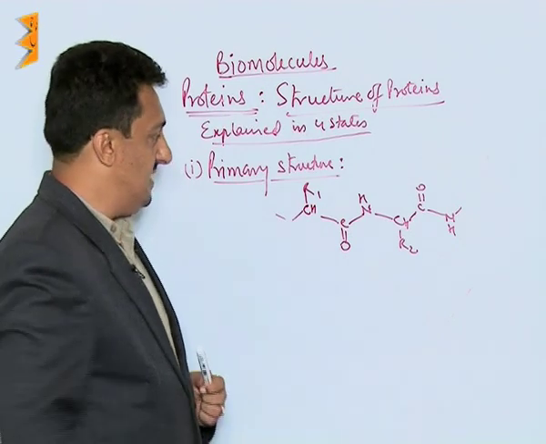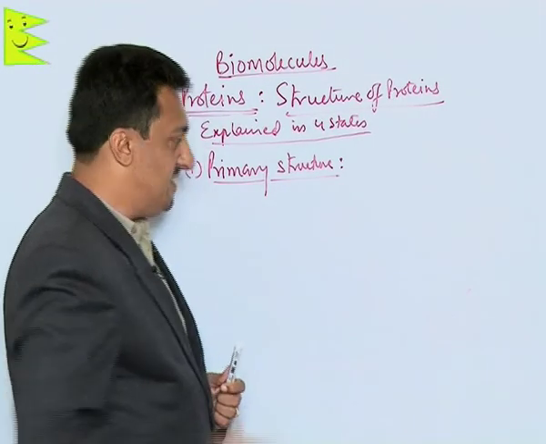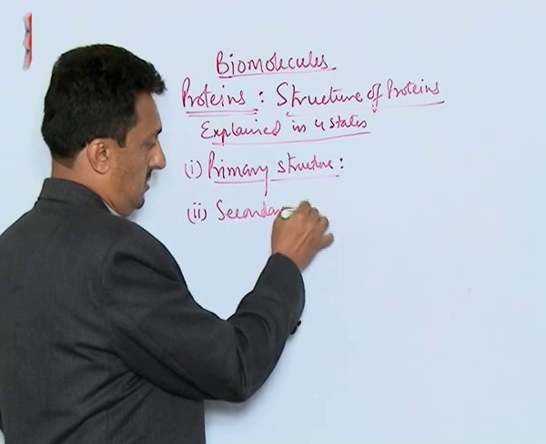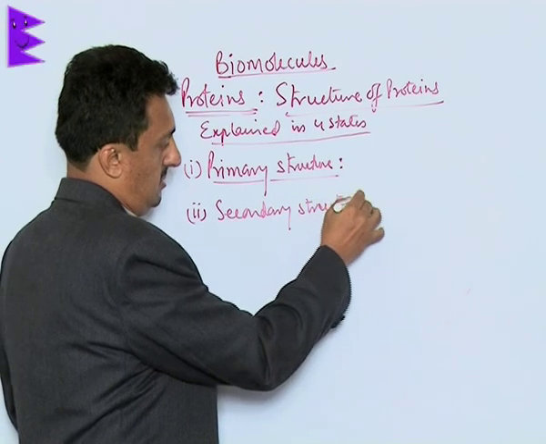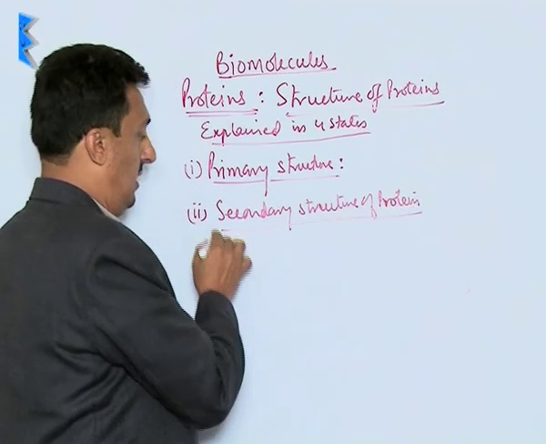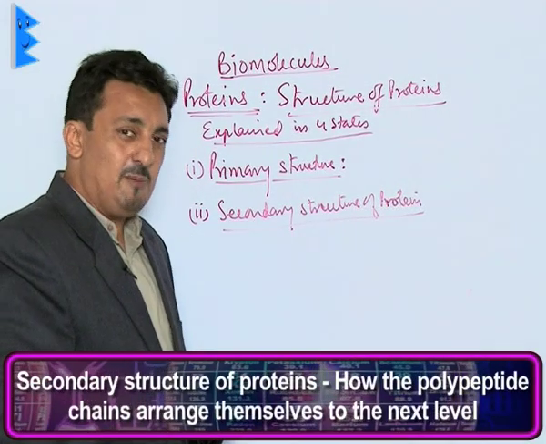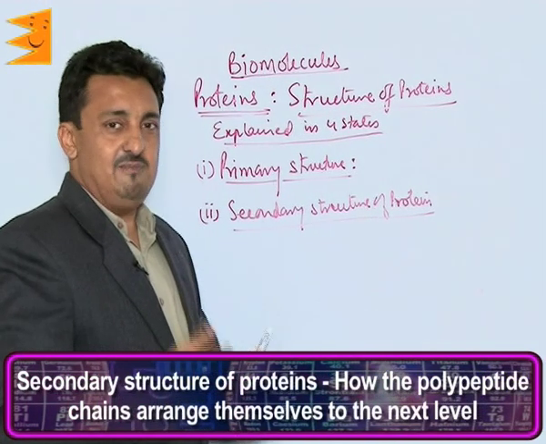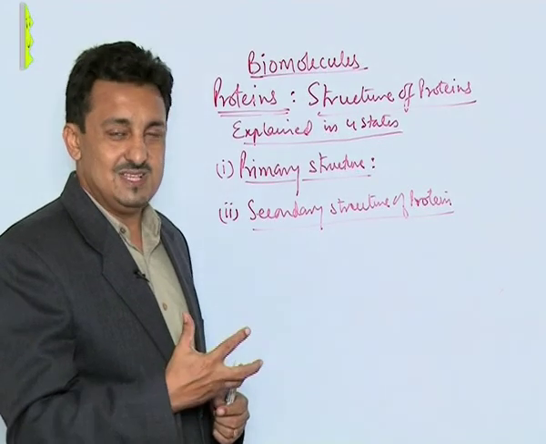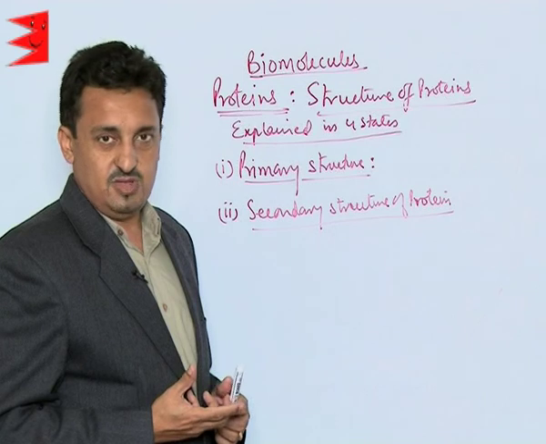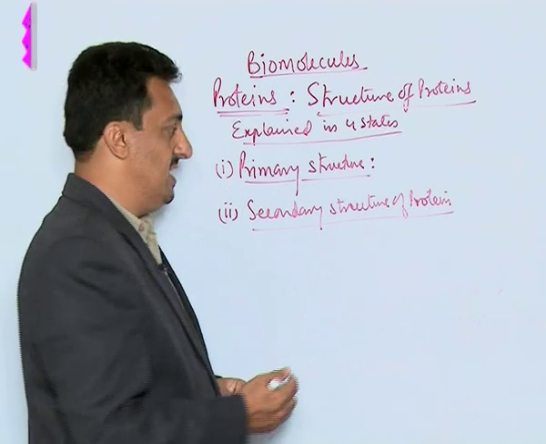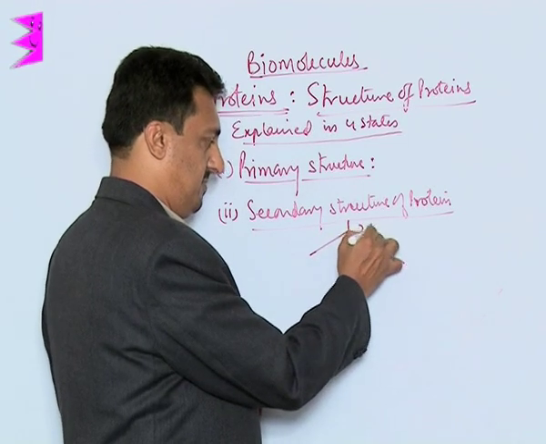Then comes the secondary structure of protein. It means how the polypeptide chains arrange themselves to the next level. How they arrange themselves to form a higher complexity level is called the secondary structure of protein. Now, polypeptide chains arrange themselves in 2 possible ways. That is why the secondary structure of proteins is of 2 types.